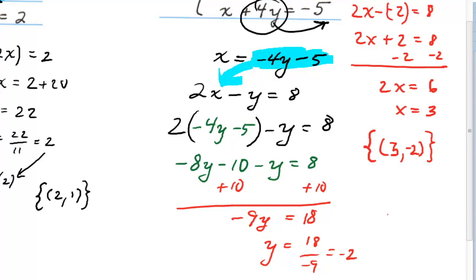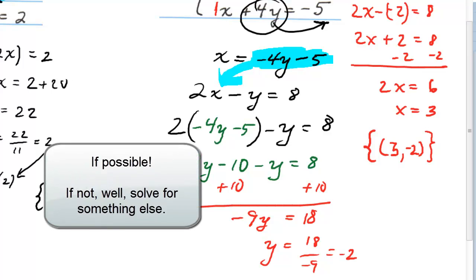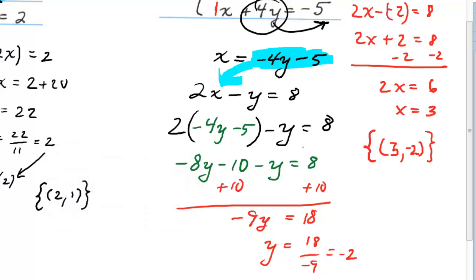Substitution: you find the variable which has a coefficient of 1, preferably, or negative 1, and you solve for that variable and you substitute into the other equation. Let me make one final comment about this.